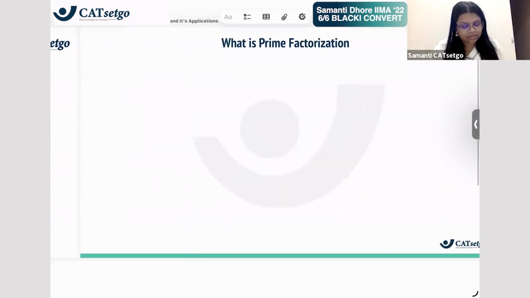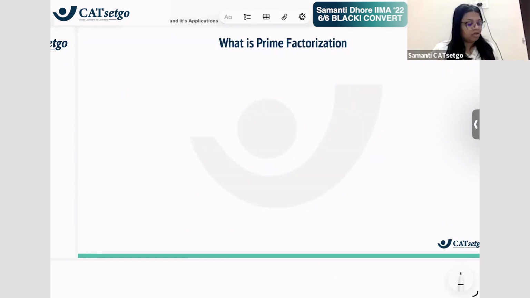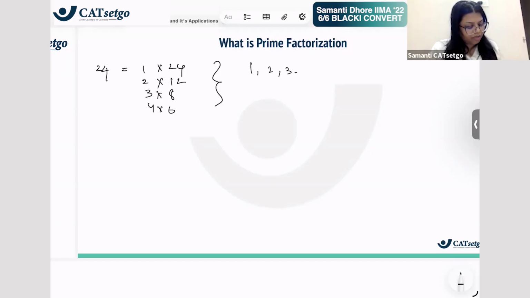So what is prime factorization in the first place? Yes. All right. Yesterday we learned what factors are, right? Factors are basically numbers which divide the given number. So, for any number we were given yesterday, let's say for example the number is 24, we said 24 is 1 into 24, 2 into 12, 3 into 8, 4 into 6. And this is how we derived that 1, 2, 3, 4, 6, 8, 12 and 24 are factors of 24, right? What are prime factors?